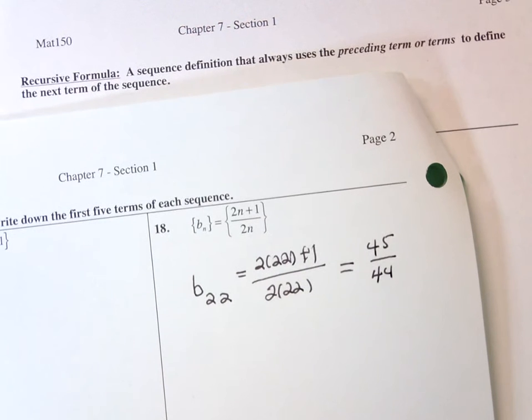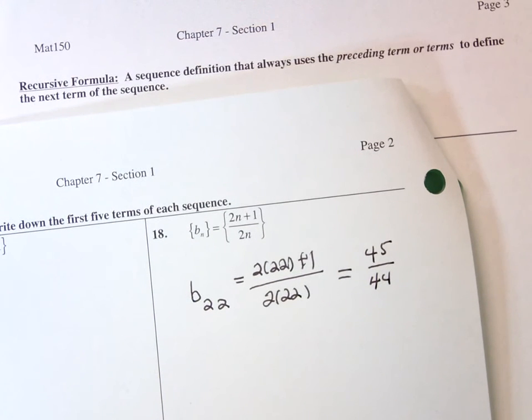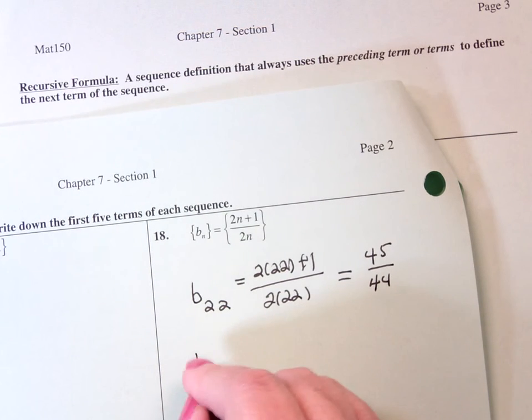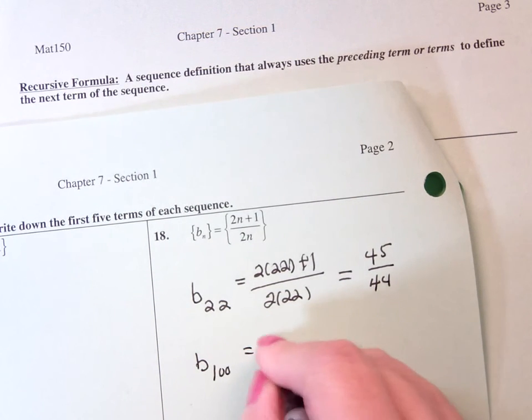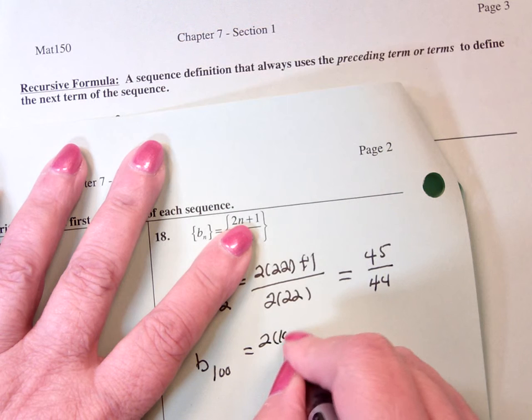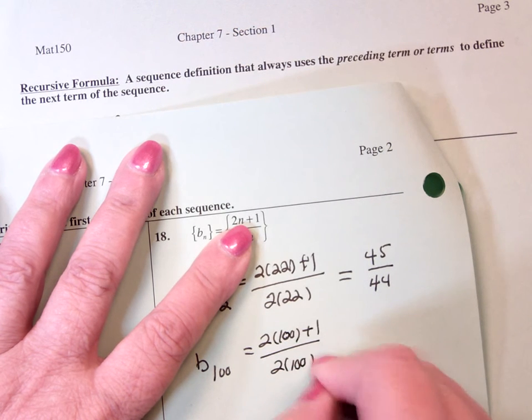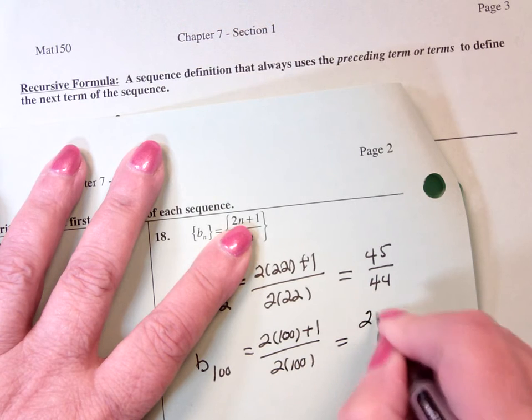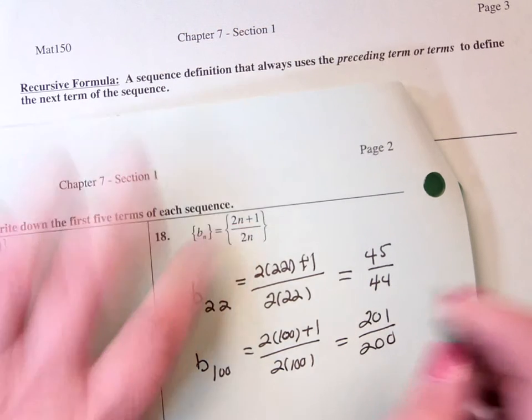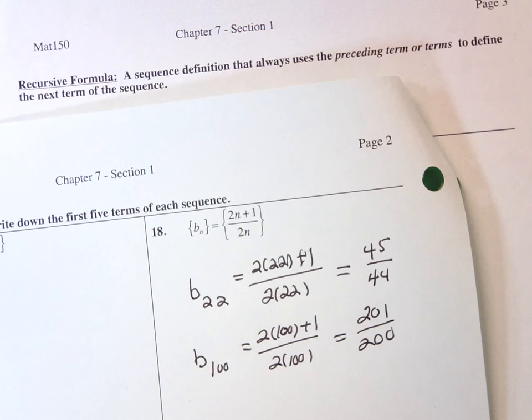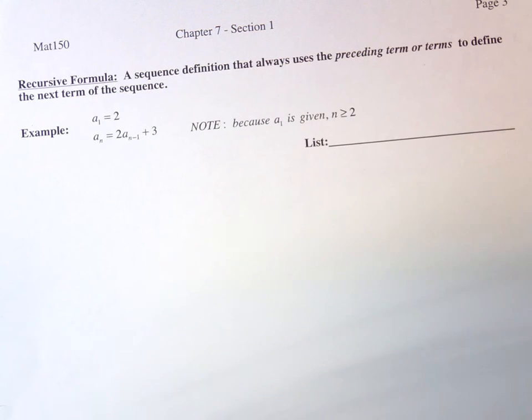You say, oh, okay. What was in the 100th position? So I could do the same thing. B sub 100 would be (2 times 100 plus 1) over (2 times 100), which would be 201 over 200. So you say, tell me any position, I can give it to you. With a recursive definition, that's not the case.